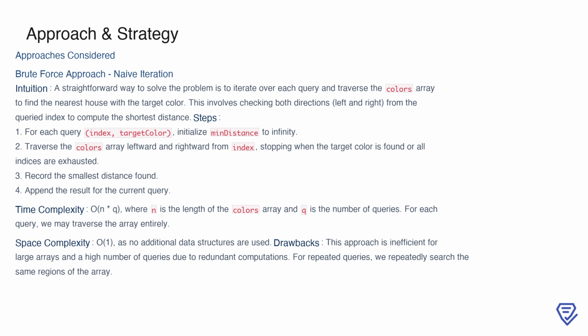The time complexity is n*q, where n is the length of the colors array and q is the number of queries. This inefficiency arises because we may end up traversing the array repeatedly for each query, leading to redundant computations. Moreover, the space complexity is O(1), as we don't use any additional data structures.